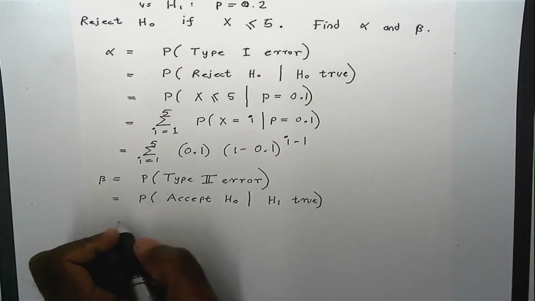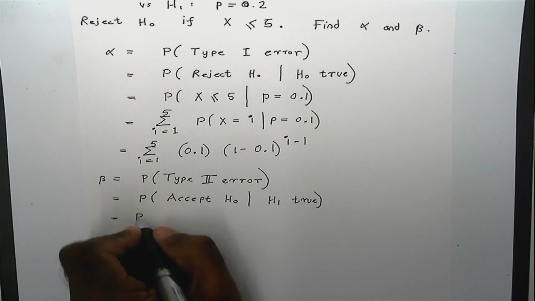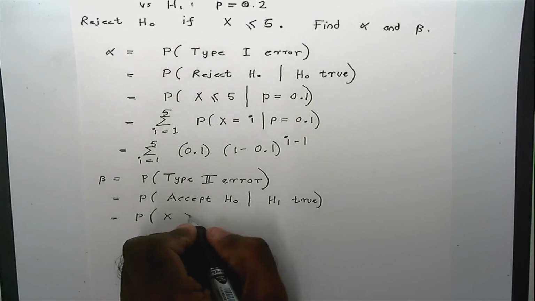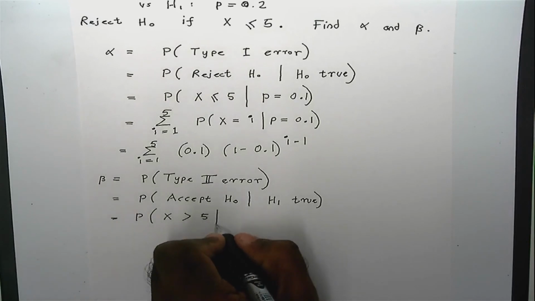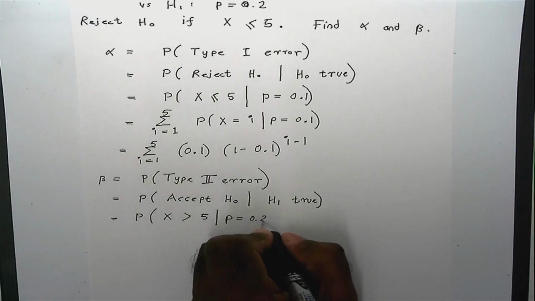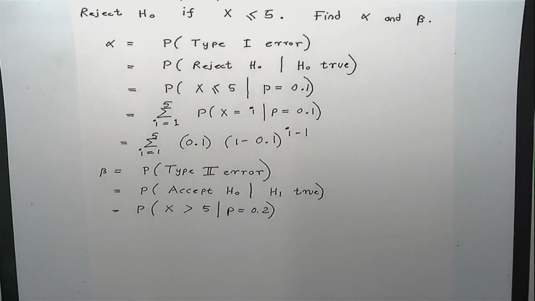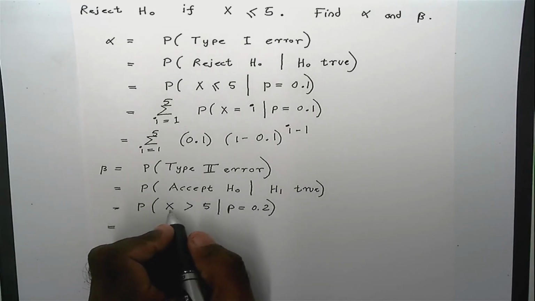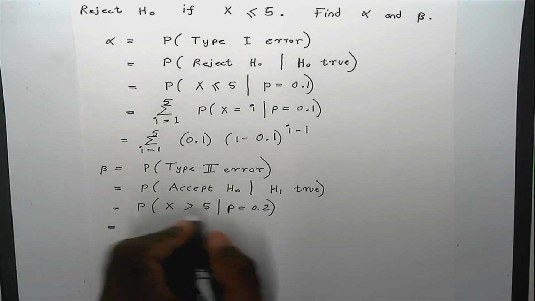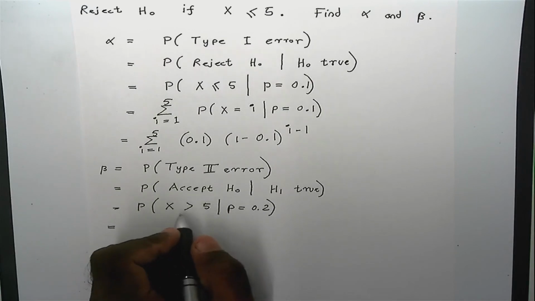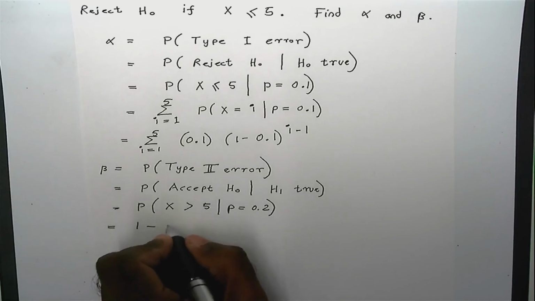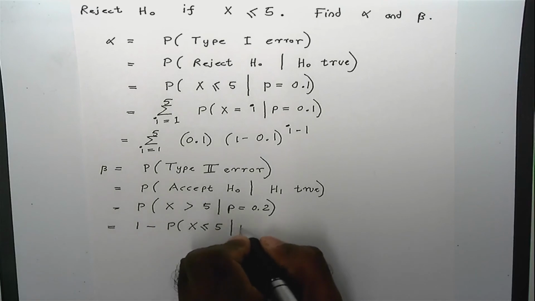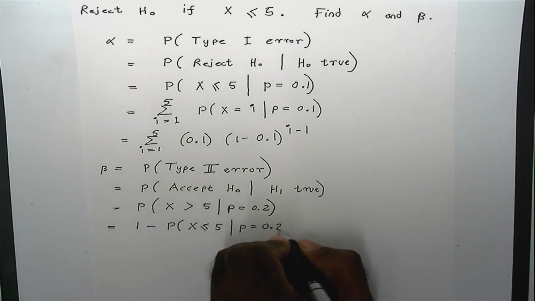So this you can write as, we reject if x is less than or equal to 5, so we accept x greater than 5 when p is 0.2. Okay. Now the opposite of x greater than 5 is x less than or equal to 5. So you can write this as 1 minus the probability that x is less than or equal to 5 given p is 0.2.